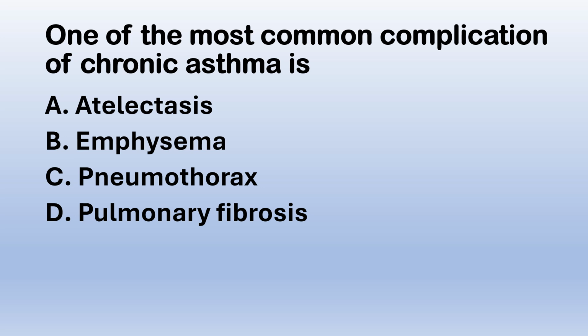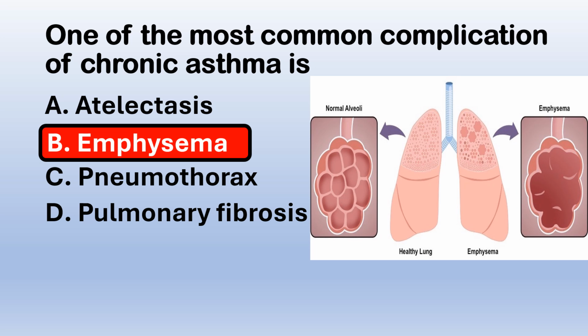One of the most common complications of chronic asthma is A. Atelectasis, B. Emphysema, C. Pneumothorax, D. Pulmonary fibrosis. And the answer is B. Emphysema.